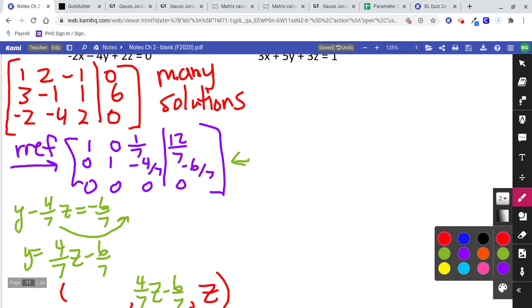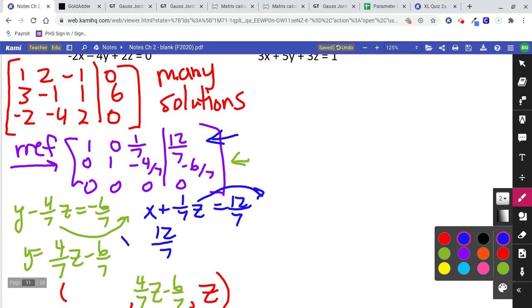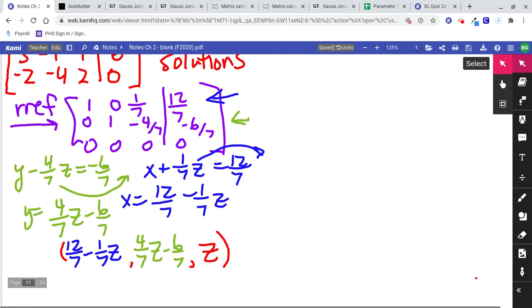I'm going to do kind of the same thing for the X. I can see that top row says X plus 1/7 Z equals 12/7. And so if I subtract that over, I get X equals 12/7 minus 1/7 Z. And that's your X coordinate, 12/7 minus 1/7 Z. That's pretty weird looking, but that's your form of your many solutions.